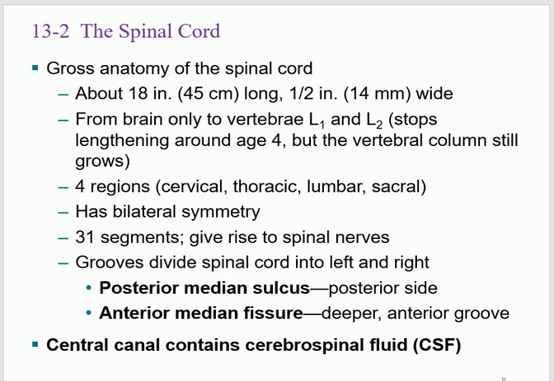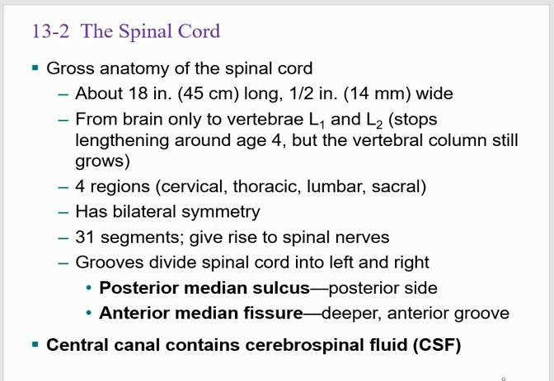How about the thoracic region? Just 12, normal. How about the lumbar? 5, okay? So 8, 12, that's 20. 5 lumbar, that's 25. And then we will have 5 sacral segments and 1 coccygeal segment. That's a total of 31 segments. It's divided into segments like this, 31.